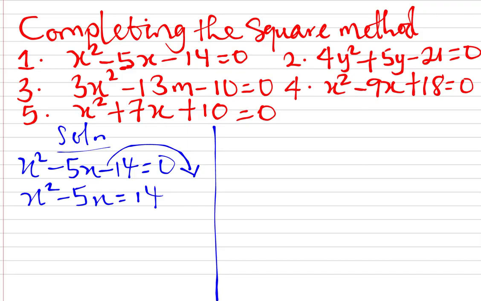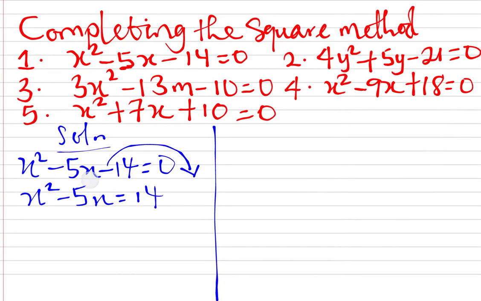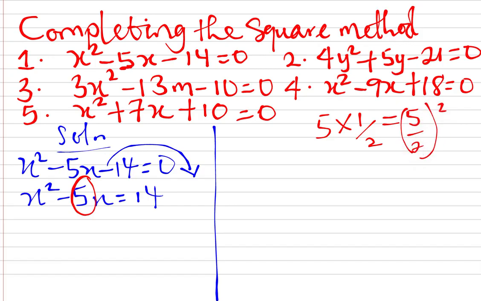So after that, the next thing to do now is, if you look at this, our coefficient of x here is what? It is 5. Are you seeing that? So now you are not going to divide, you are going to add the square of half of it. How will you get the square of half? Half of 5 is 5 multiplied by 1 over 2, and that will give us 5 over 2. Then you now square it. Are you seeing that? So I'm going to add this value to both sides of this equation.